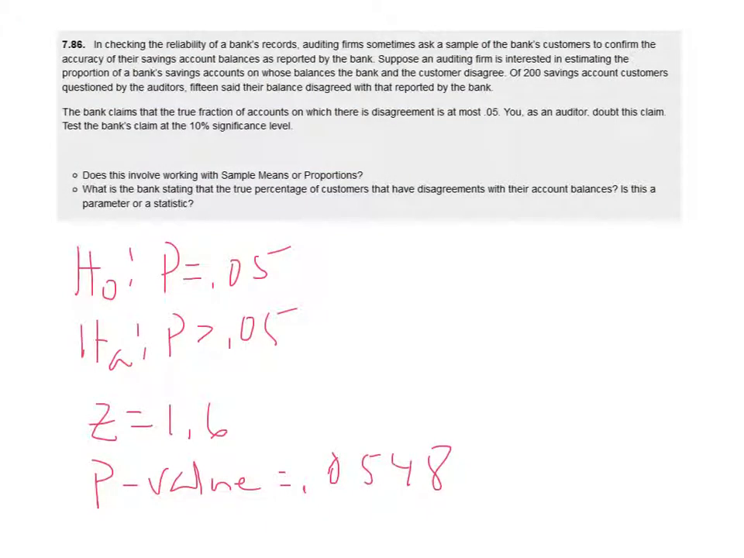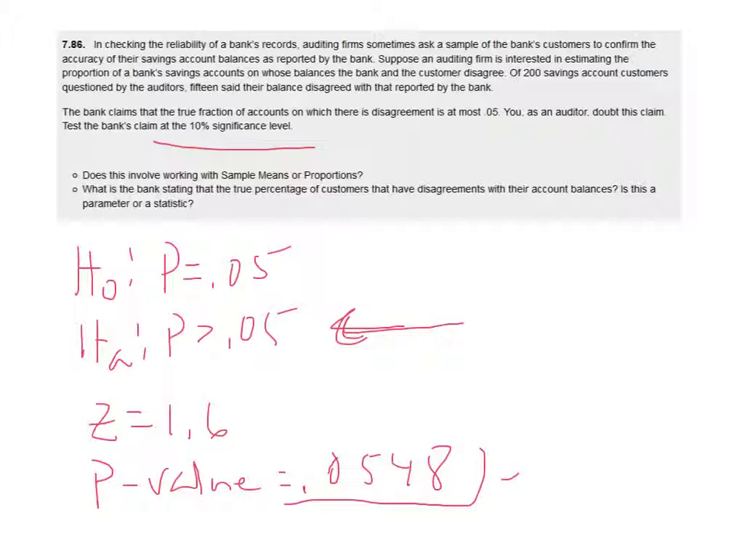Alright, so we've got that for a p-value. They're telling us to test the bank's claim with a 10% significance level. The significance level is a benchmark we can use and say if our p-value is less than that number, we can decide to go with HA, reject HO. It's like an acceptable level of error, because the p-value is the chance we're going to be wrong if we decide to reject HO and go with HA.